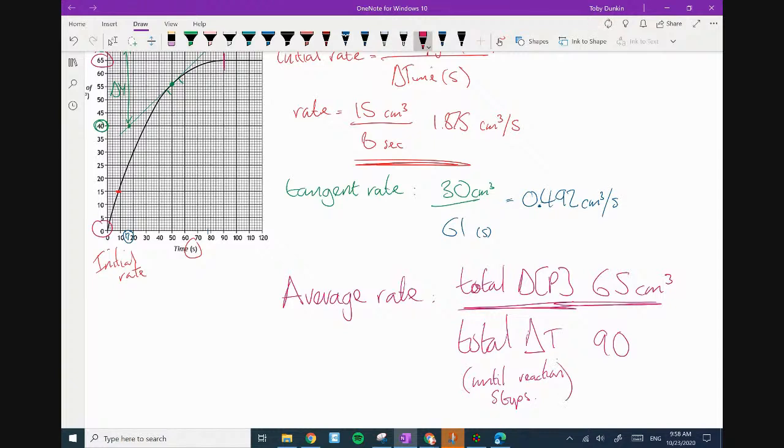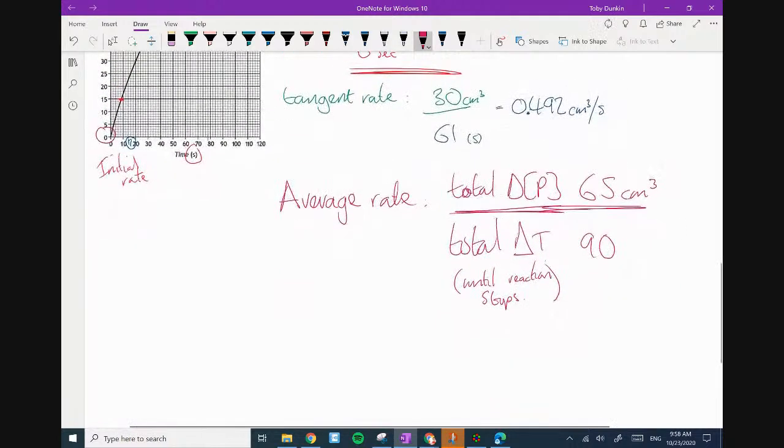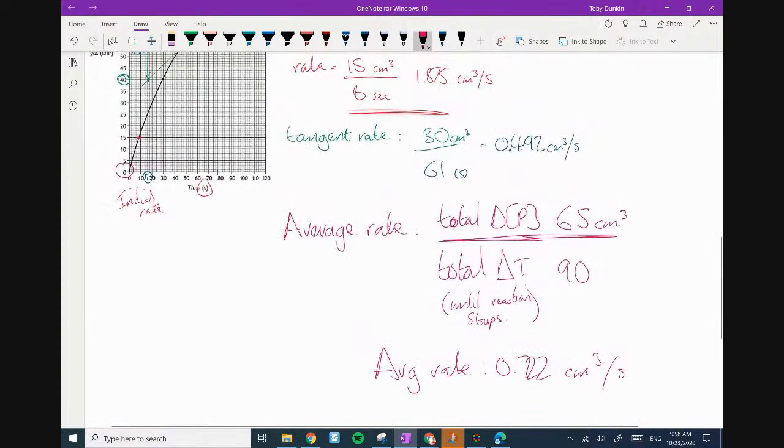65 divided by 90 gives me an average rate, AVG rate, of 0.722 centimeters cubed per second. And we're done. I don't like the fact I can't read that, 722.